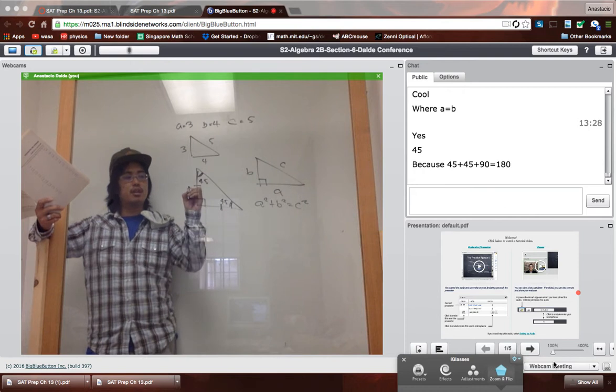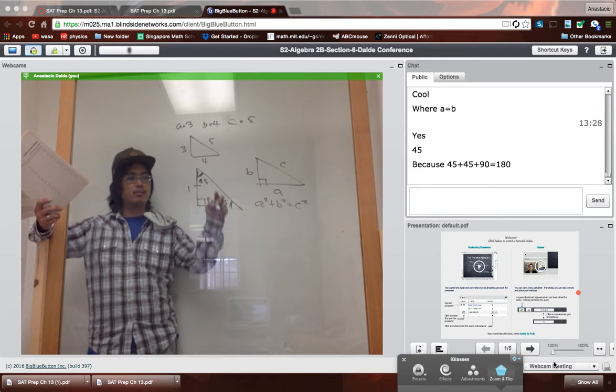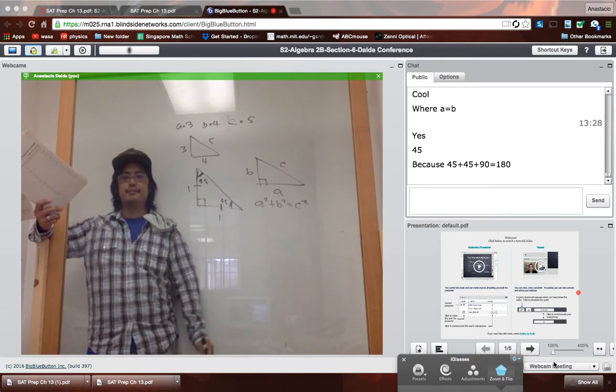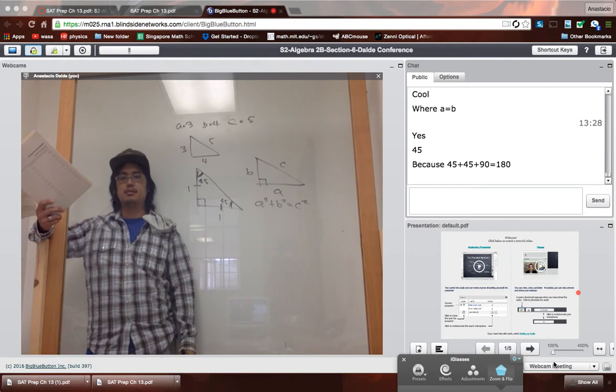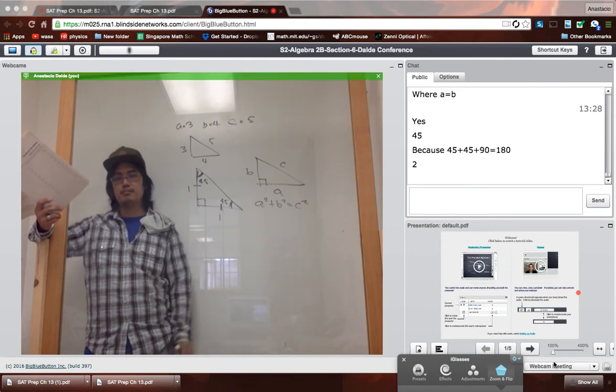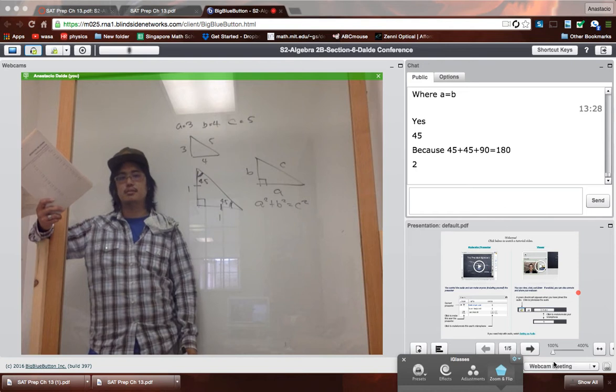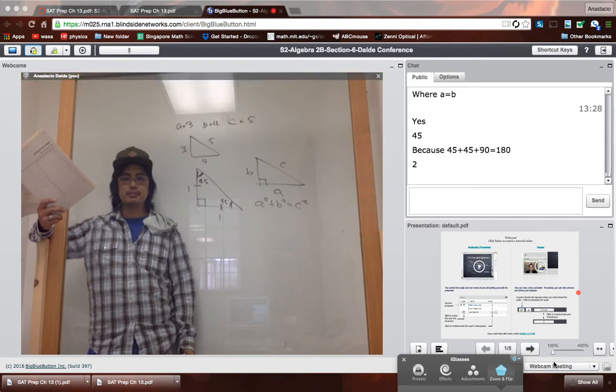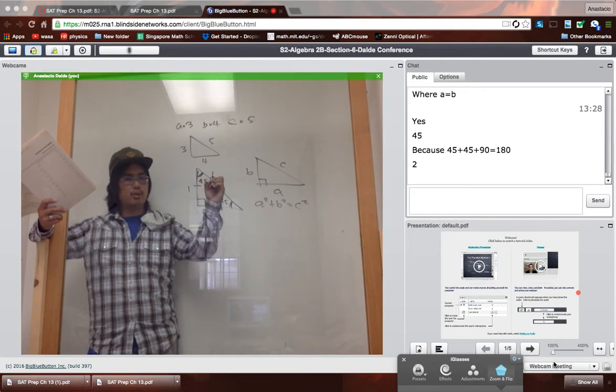If this were the length 1 and this were the length 1, what would this length be? Use the Pythagorean theorem. No, it's not 2. It's 1.44.